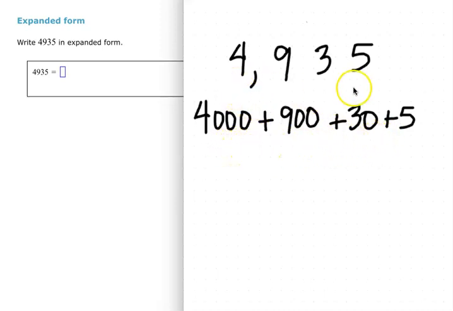So going from the left to the right, it's almost easier this time because I'm saying 4,000, okay, 900, 30, 5, and then I add them all together, and this is my expanded form.